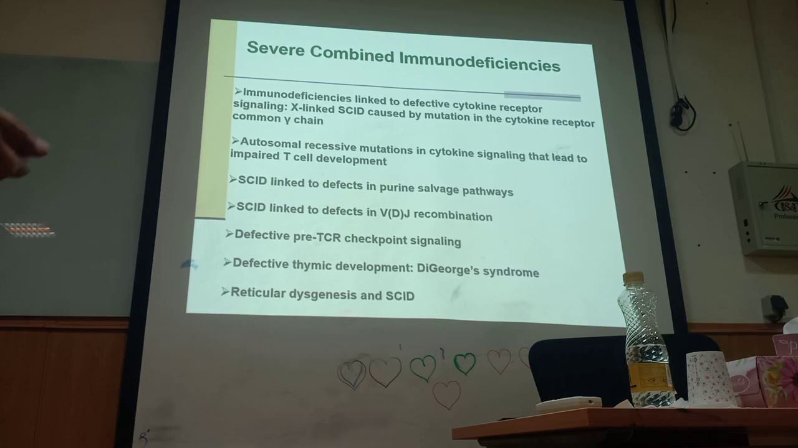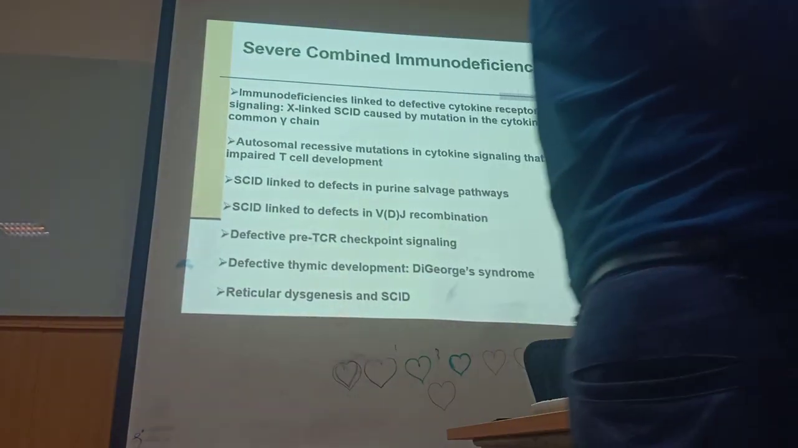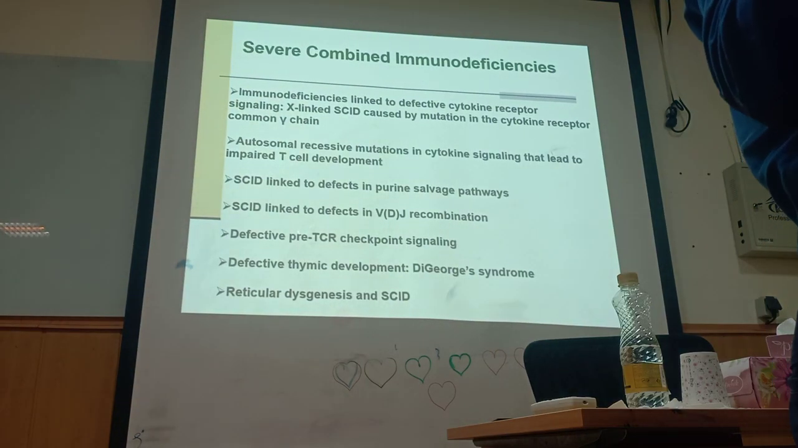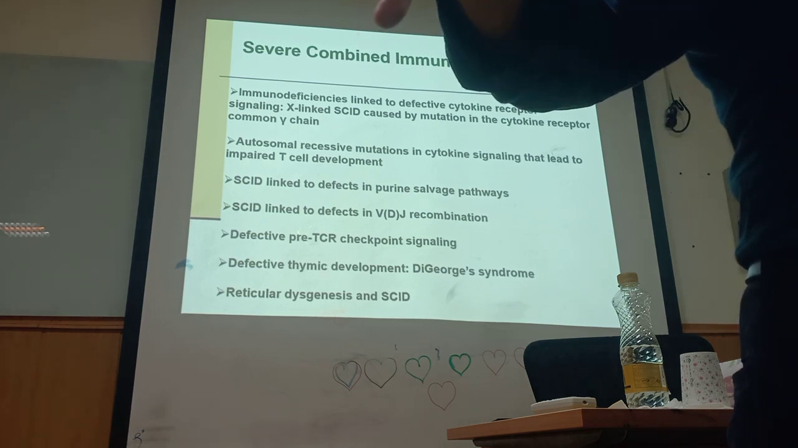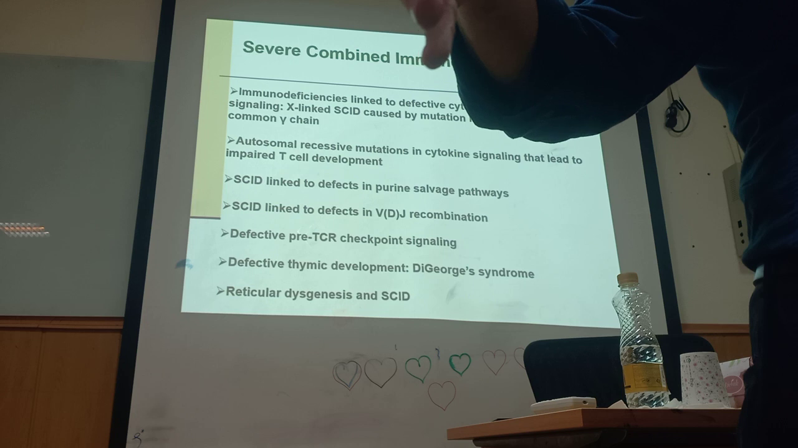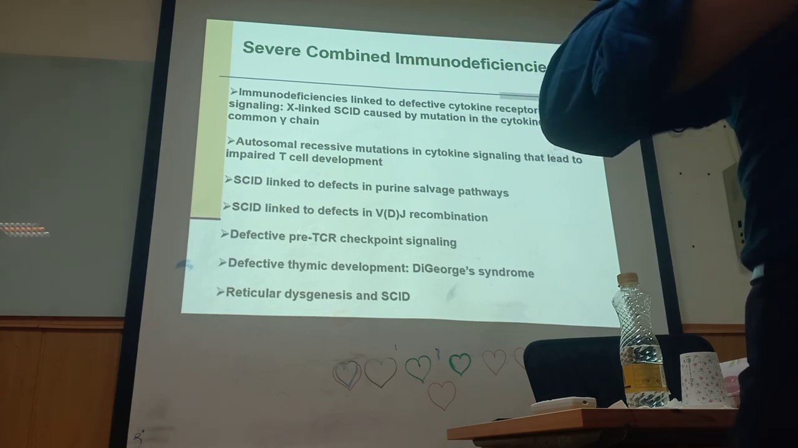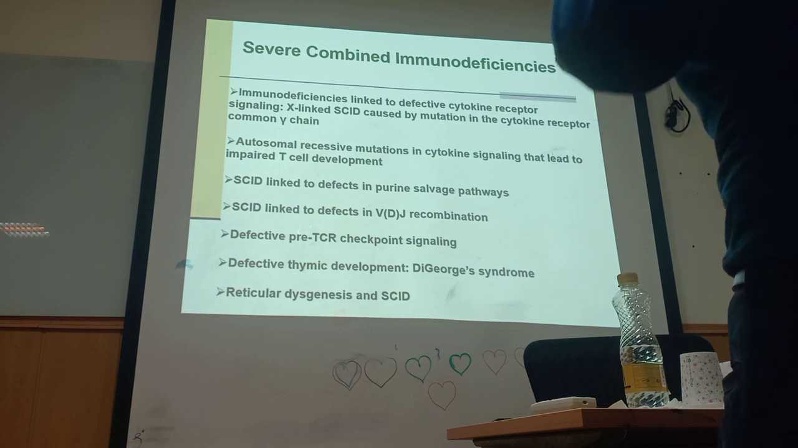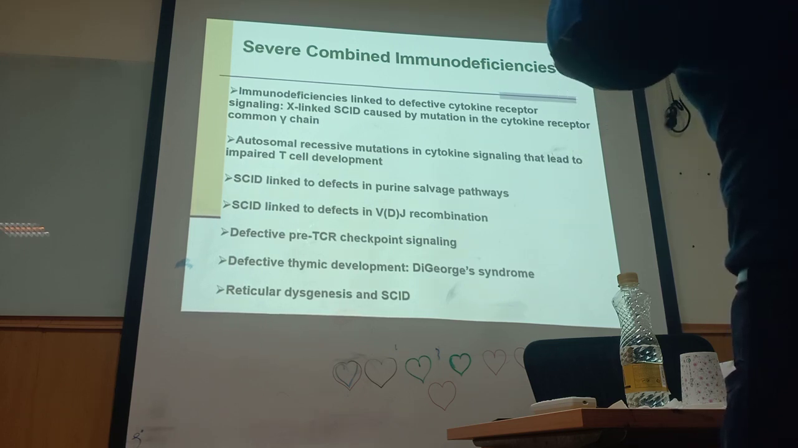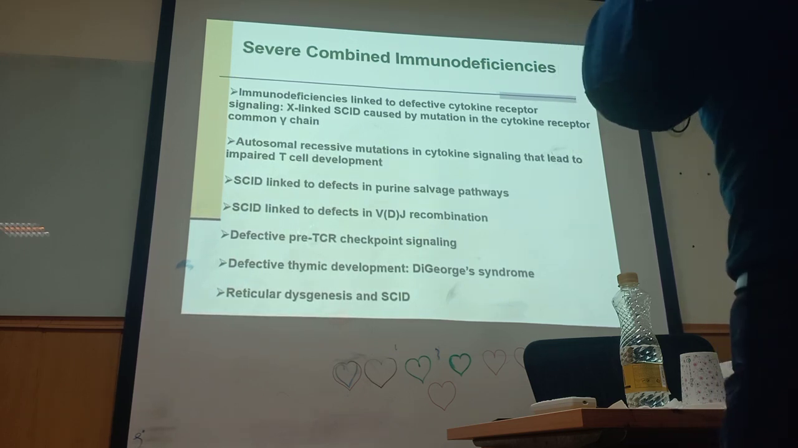Okay, what else? Complement deficiency. I mentioned that if we have a defect of C5 to C9, it leads to Neisseria infection. And there is another complement deficiency which leads to angioedema, C1 inhibitor deficiency.